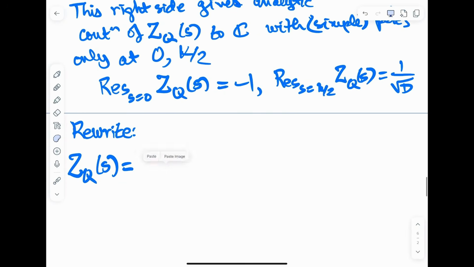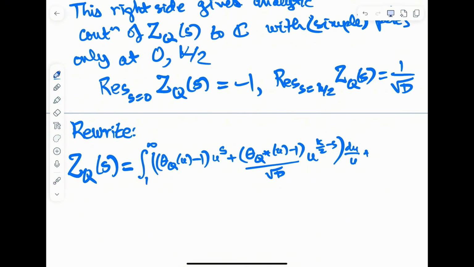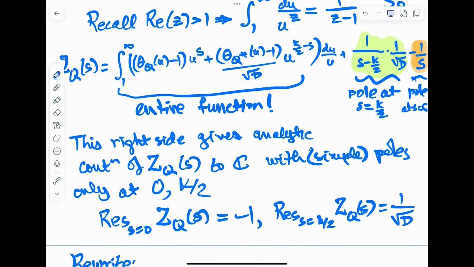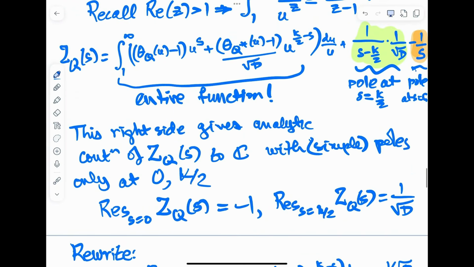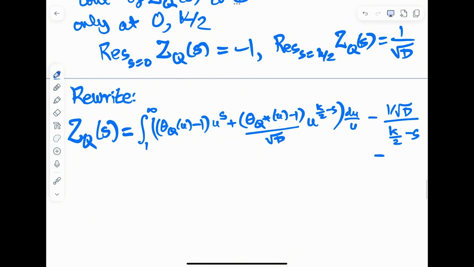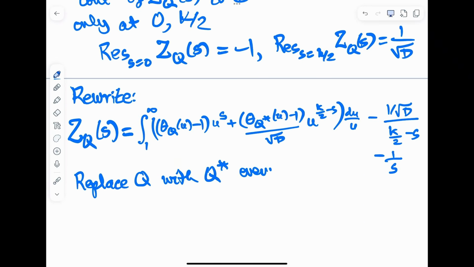Okay. So we get this thing. And then the other term, I'm going to subtract 1 over k halves minus s. So both polar terms, I'm going to subtract 1 over k halves minus s, because minus 1 over k halves minus s is 1 over s minus k halves, and then I'm going to subtract 1 over s. Okay? So this is the same exact formula as before, and now I'm going to replace Q with Q star, everywhere.